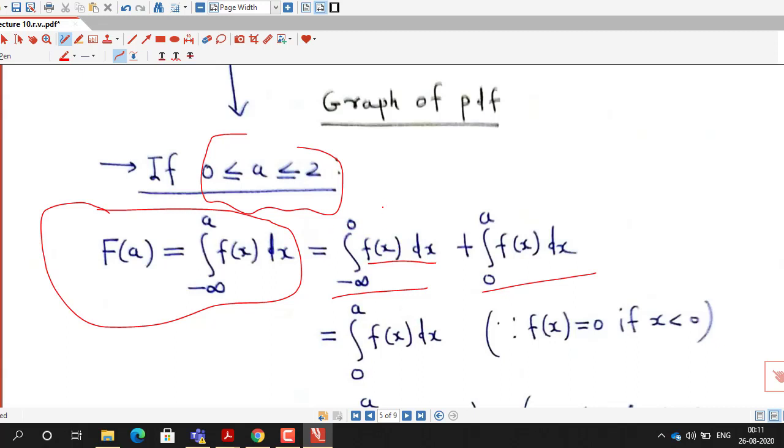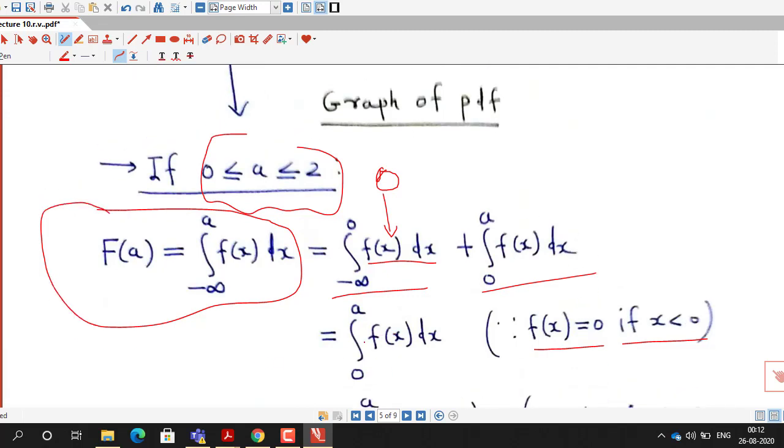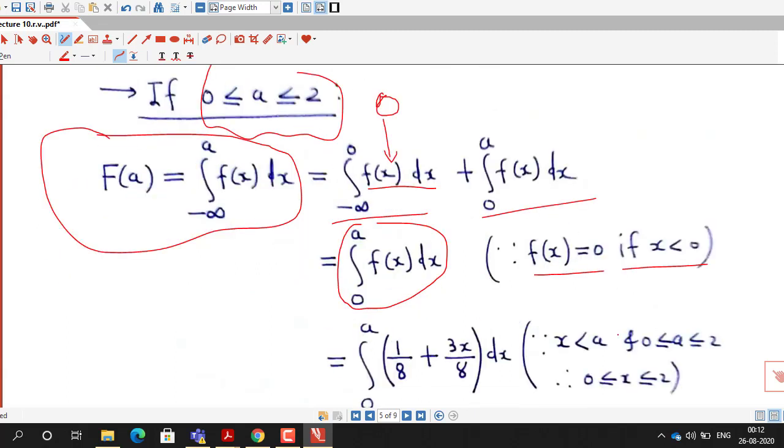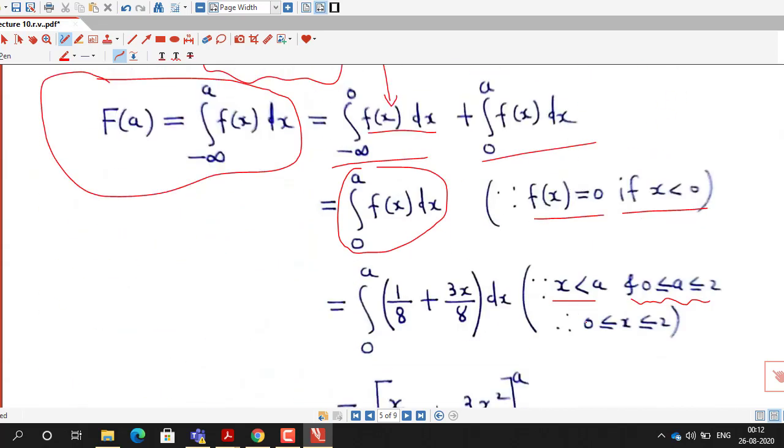So fx is going to be 0. So this term is going to be 0, because fx is 0 if x is negative, and in this integral x is negative. And we are left with the integral from 0 to A of fx dx. So that means x is between 0 and A. If I concentrate on this integral, then x is less than A and A is between 0 and 2. Therefore, x is also between 0 and 2.